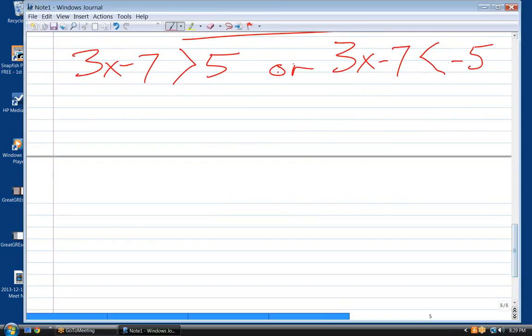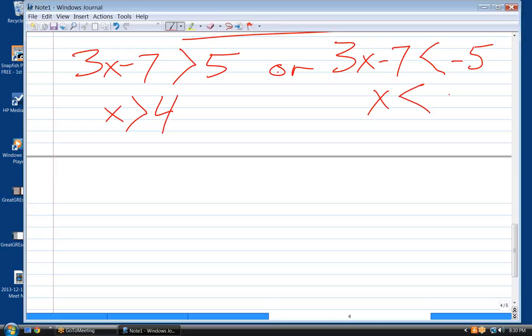And like I said, these are always OR problems, so you don't run into AND problems unless you got a teacher that gives them to you. So solve this one for me. X is greater than 4. And this one? X is less than 2/3. Good, you're getting quicker with your math.